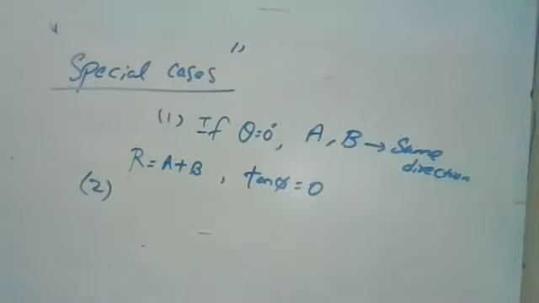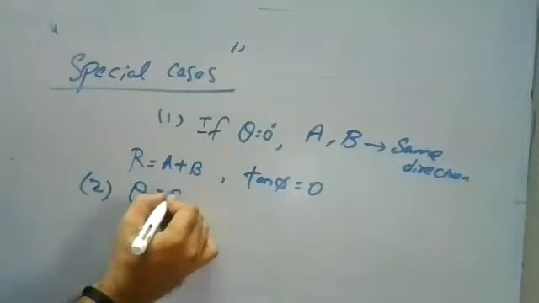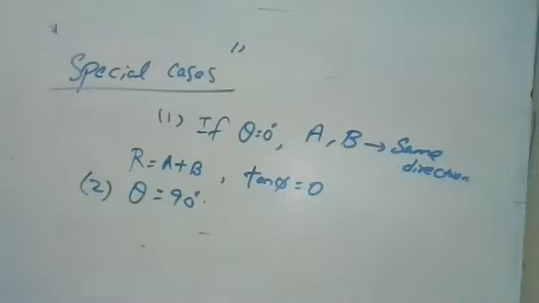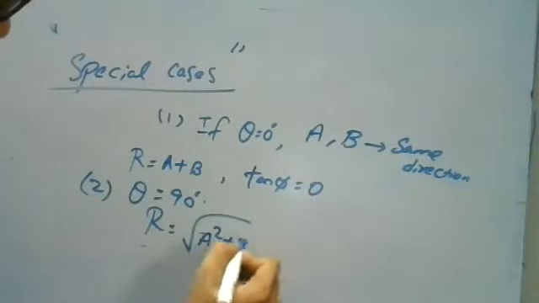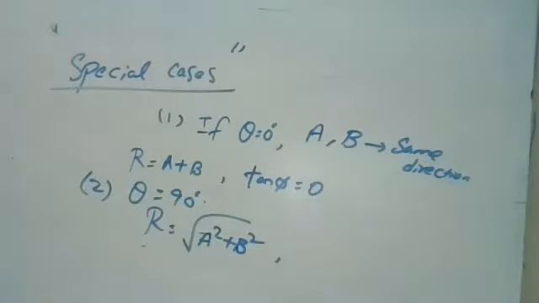if theta is equal to 90 degrees, that is perpendicular. So A and B are perpendicular to each other, making an angle of 90 degrees. If theta is equal to 90 degrees, right angle to each other, then R is equal to square root of A square plus B square.